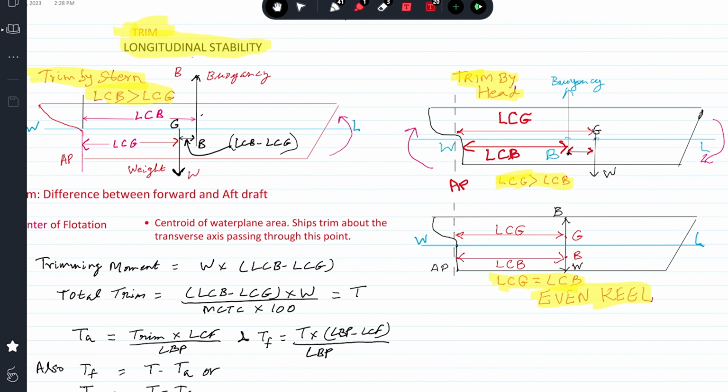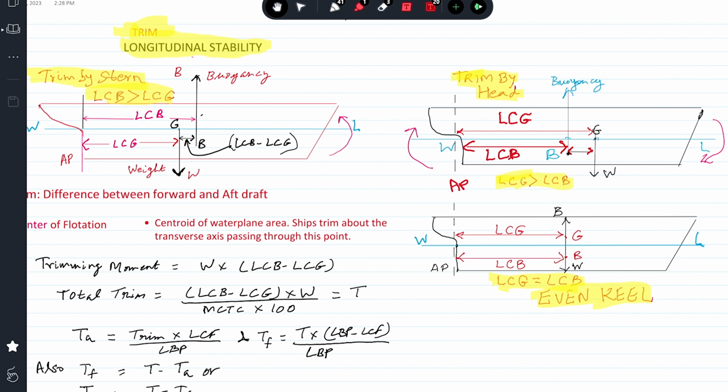Hi everyone. Today we start one of the most important chapters on ship stability, that is the trim. So I will go through some theory part of it, and then there will be numericals. There will be a few videos because there will be at least 4 or 5 numericals of different types. So let's begin with the concept, the theory, which will help in doing the numericals.